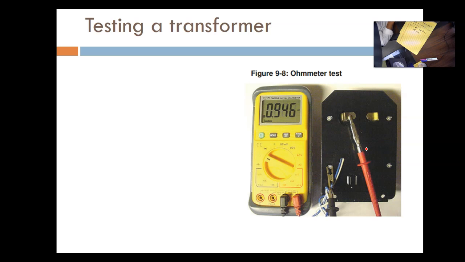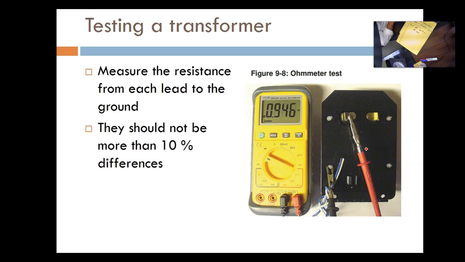Going back to testing a transformer with a different method. This is a way to compare the resistance between each lead and make sure they're not more than 10% from each other. All these methods we did try hands-on in Energy System Lab 1, so I hope you remember that. Again, you can also consult the manufacturer.